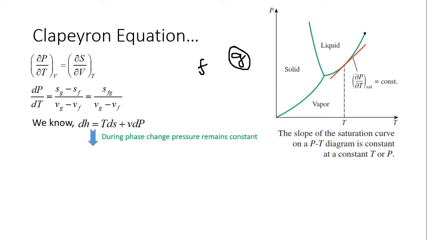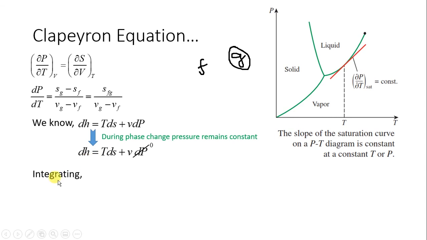Now during phase change, pressure remains constant. So you can see over here this dP term. dP means change in pressure, and since during phase change pressure remains constant, this dP will become 0. So what equation will you get? You will get dH is equal to TdS.